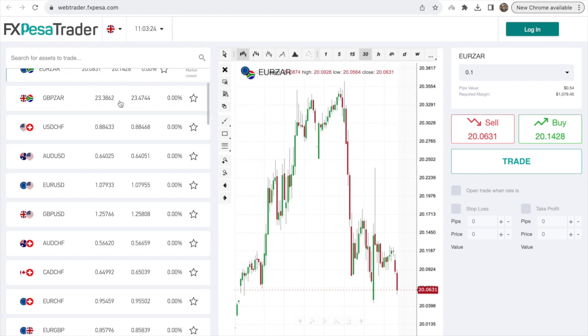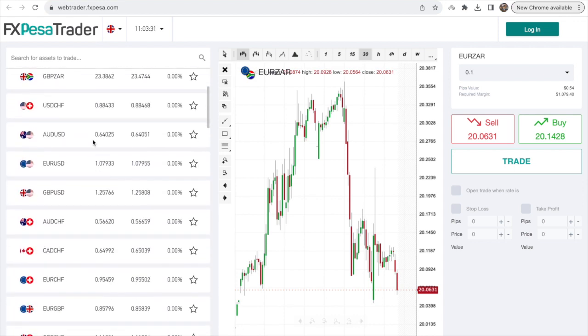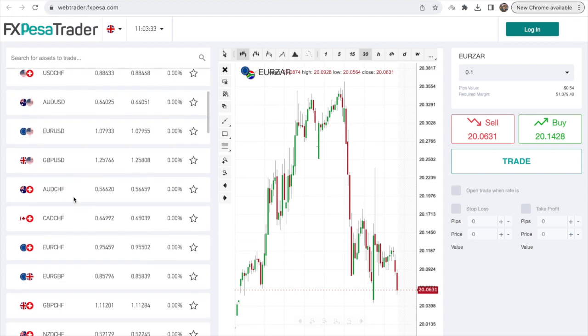This is a web version. You can always search for your assets here. You can see Forex if you want Forex, and you can see loads and loads of them here. So it depends on which one you actually want to trade.